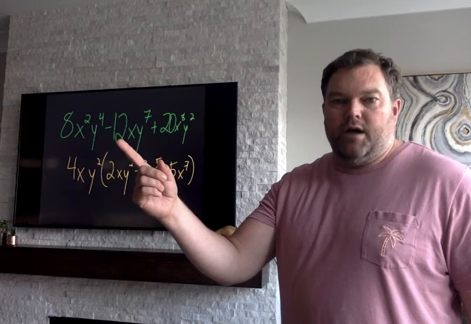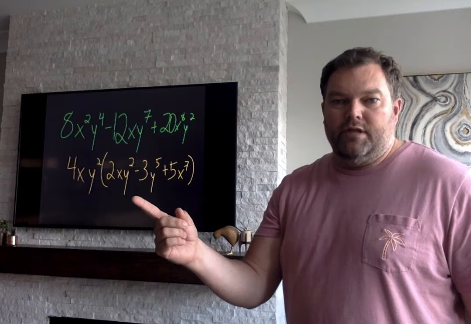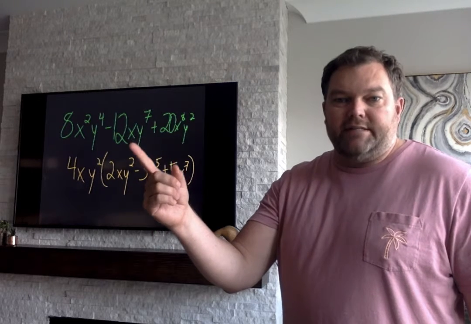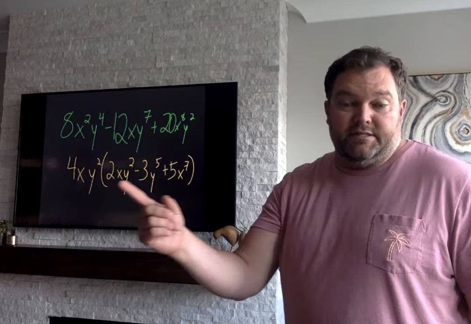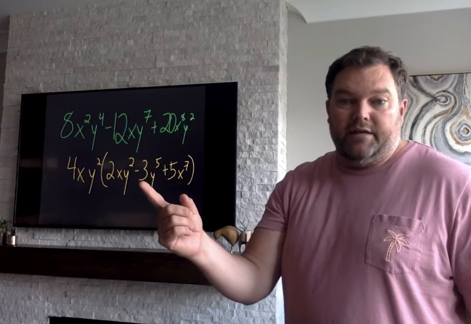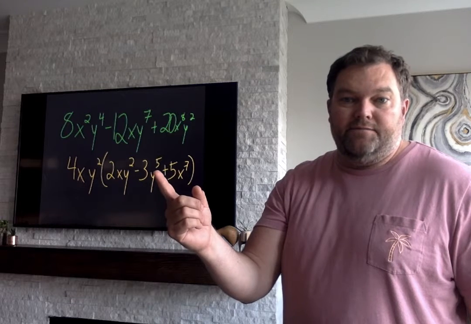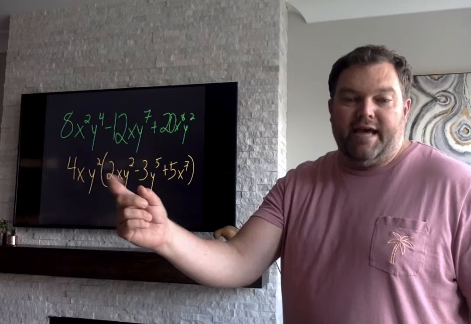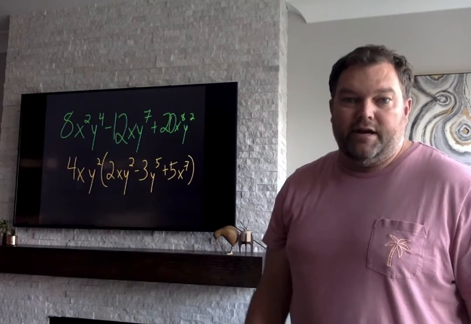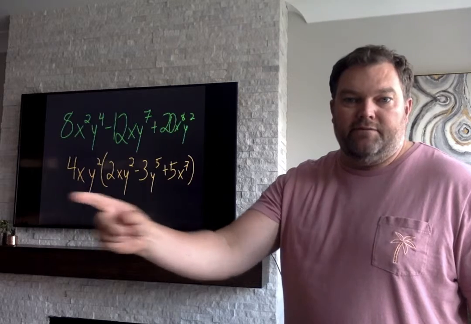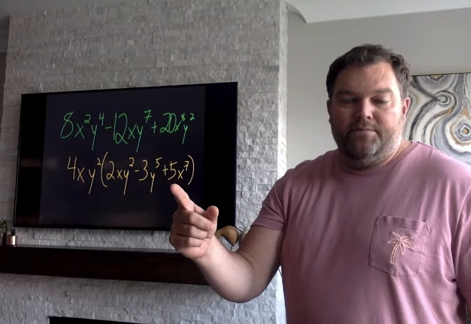Factor out 4 from negative 12, you're left with negative 3. Factor out an x from an x that's there, that cancels out all of my x's. I'm just left with negative 3y to the 5th, because it was y to the 7th, I took 2 of those y's out when I factored out. Last part, divide 20 by 4, you're left with 5.